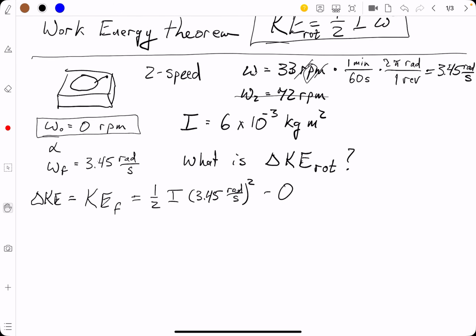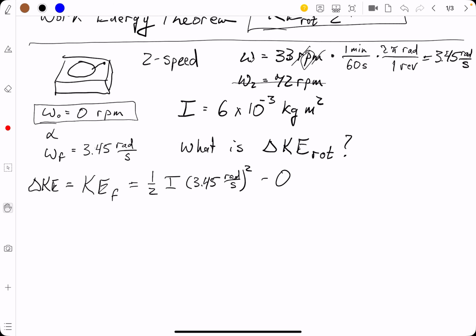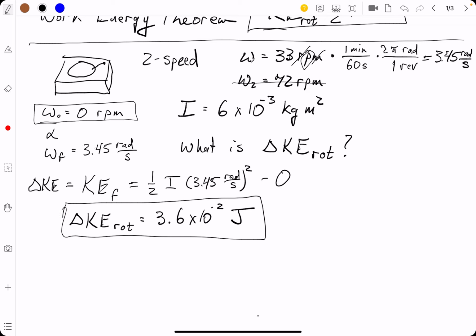I want to move up just a little bit. So plugging all those numbers in, we get delta KE rotational is equal to 3.6 times 10 to the minus 2 joules. Hopefully that's the answer you guys got. And everybody will be happy.